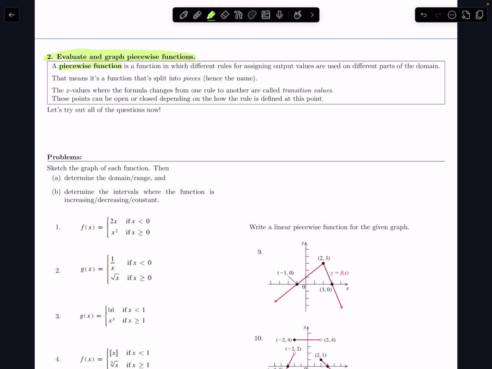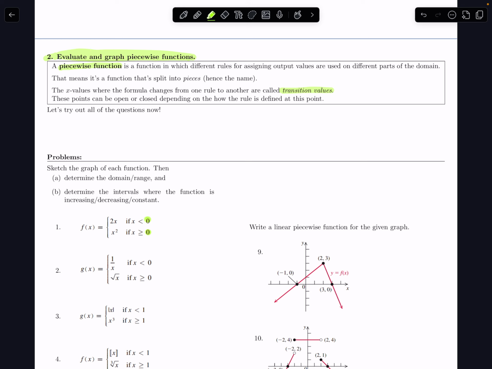What is a piecewise function? It's just a function with different rules for assigning output values for different parts of the domain. And since it's split into different pieces, we call it a piecewise function. So the x values where the formula changes from one rule to another, those are called transition values. So look over here, in this first example, the transition value is 0.